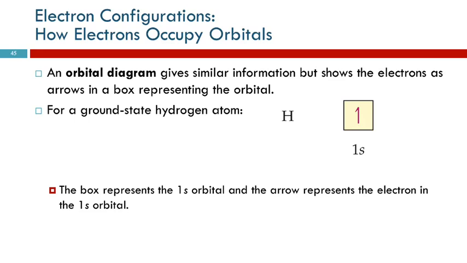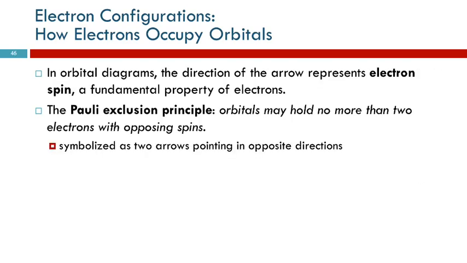We can also do this with diagrams. In an orbital diagram, we draw boxes. So here is a box representing the 1s orbital, and the electrons are represented as arrows. Usually half-headed arrows, and the direction is important. They can be either up or down. We'll get to that. So for ground state hydrogen, it's going to look like this, a box with an arrow pointing up. In these orbital diagrams, the direction of the arrow represents electron spin. The spin is a fundamental property of an electron.